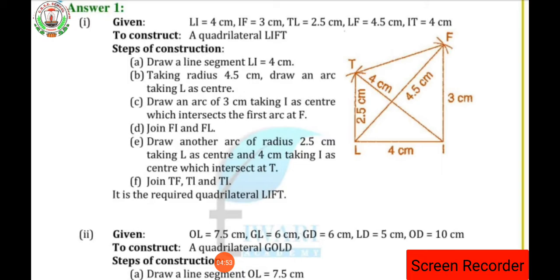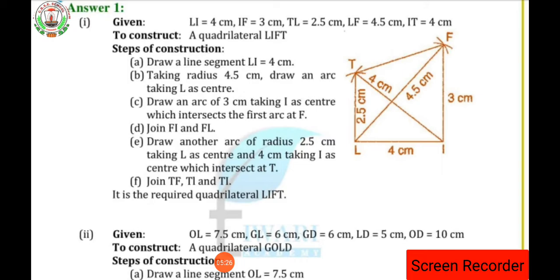So dear students, first in this question you have to draw a line segment LI whose measurement is 4 centimeter. Then on the mouth of your rounder, taking the radius 4.5, keeping the needle at point L, draw an arc. Then in the next step take the measurement 3 centimeter on the mouth of your rounder, keeping the needle at point I, draw an arc at F so that it cuts the first arc. Now join FL and FI.